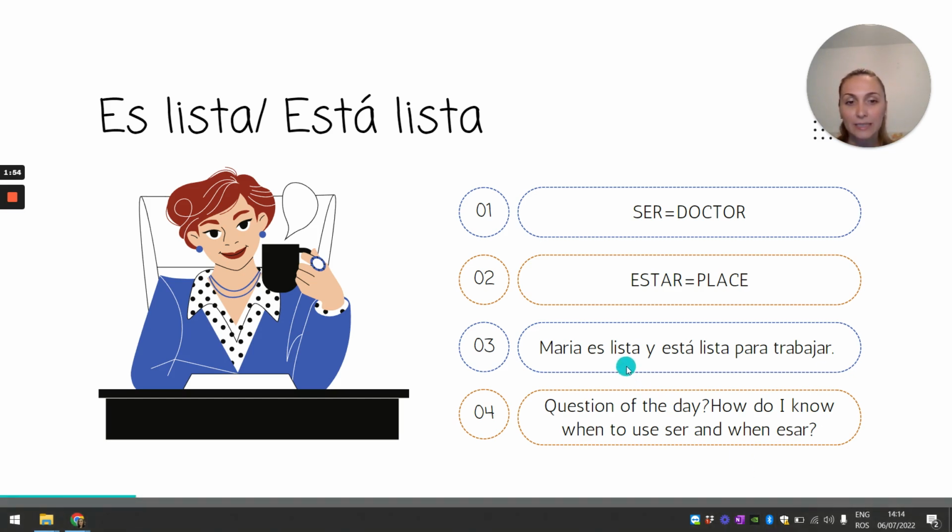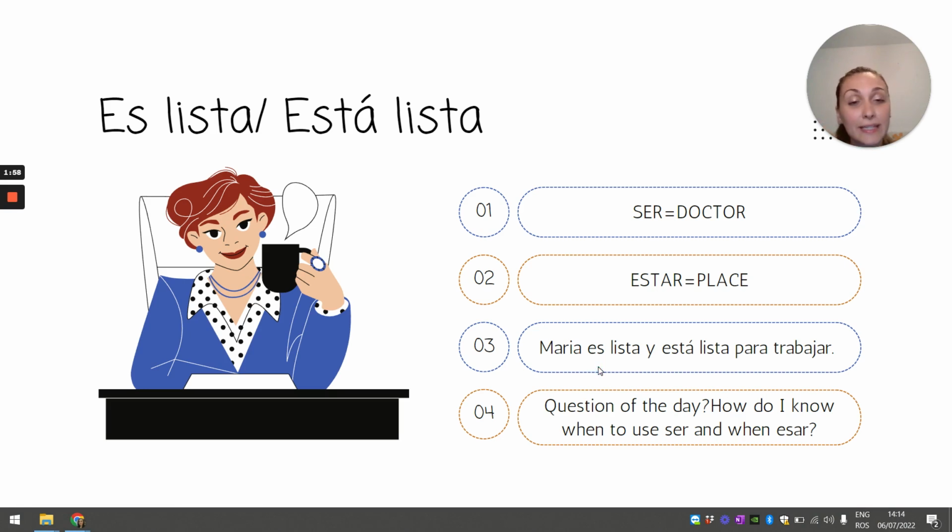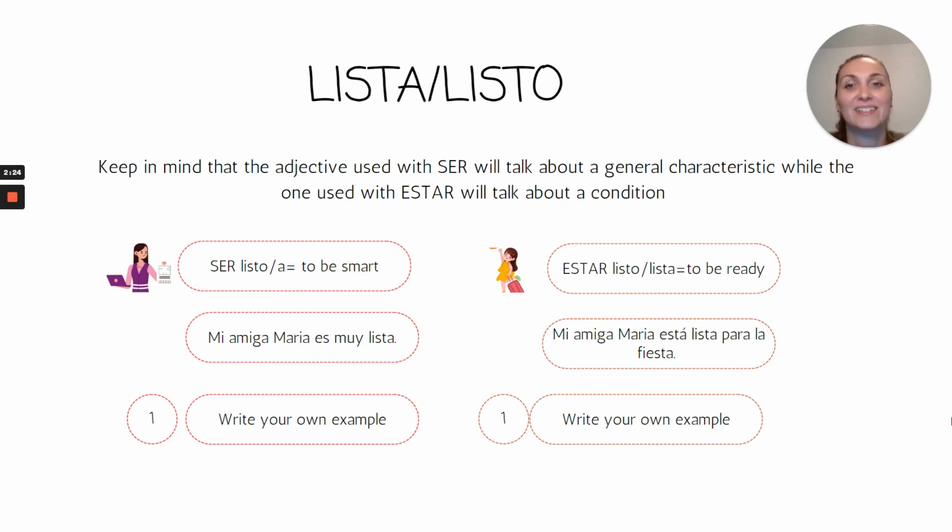So we have the adjective lista used with the verb ser, and the adjective lista with the verb estar. Okay? So I have the same adjective used with both. And that brings me to the question of the day. How do I know when to use ser and when to use estar when we're talking about the same adjective? Okay? Is there any difference? Do I just guess them? Well, of course not. So I have for you a list, okay?